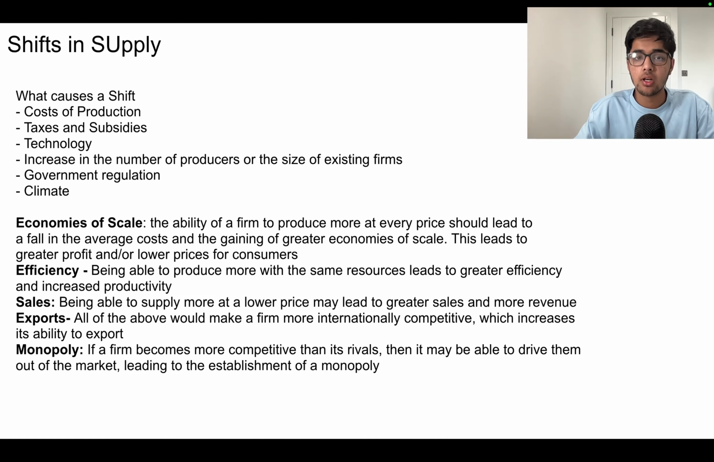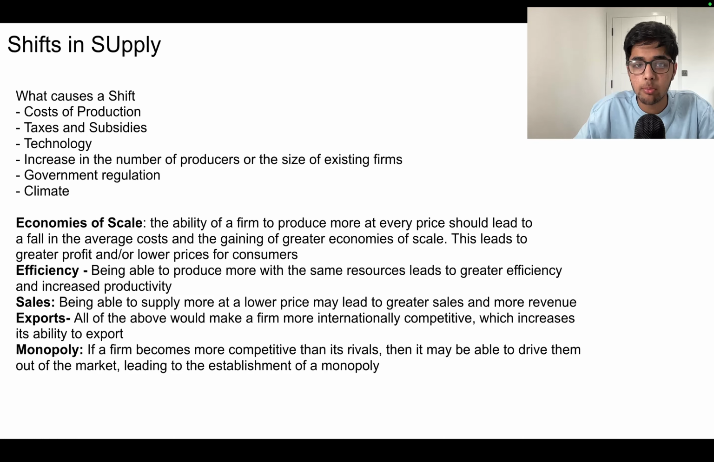Economies of scale. The ability of a firm to produce more at every price should lead to a fall in the average costs and the gaining of greater economies of scale. This leads to greater profit and or lower prices for consumers. Efficiency. Being able to produce more with the same resources leads to greater efficiency and increased productivity. Sales. Being able to supply more at a lower price may lead to greater sales and more revenue.